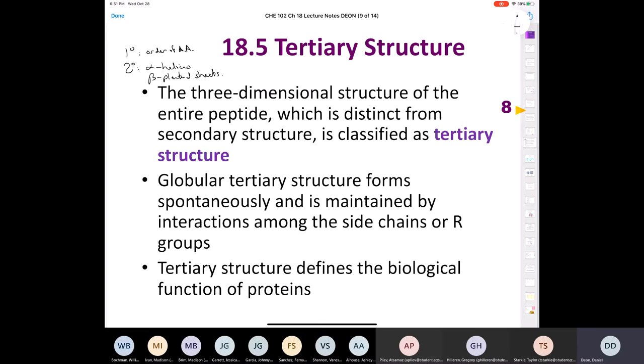So if you remember, in the alpha helix, we saw that all the R groups were on the outside. We've already looked at the structures of the various R groups. We can have hydrophobic R groups. We can have polar neutral R groups. We can have positively charged R groups, right? The basic ones. And we can have negatively charged R groups, the acidic ones. And so if you think about all those different types of R groups, they can interact with each other based on intermolecular forces. And tertiary structure is what actually defines the biological function of proteins.